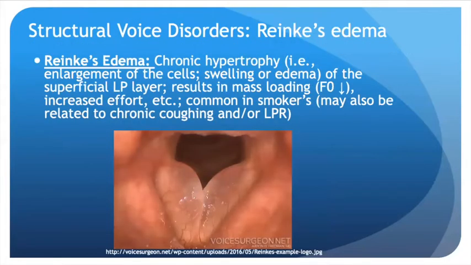Here's Reinke's edema. So this is chronic hypertrophy of the cells, swelling or edema of the superficial layer of the lamina propria. So you can clearly see there's a lot of mass loading, a lot of swelling of the vocal folds. So the fundamental frequency will be very low. There'll be increased effort to get the vocal folds to vibrate. It's very common in smokers, so chronic irritation. It can also be related to chronic cough and laryngopharyngeal reflux as well.